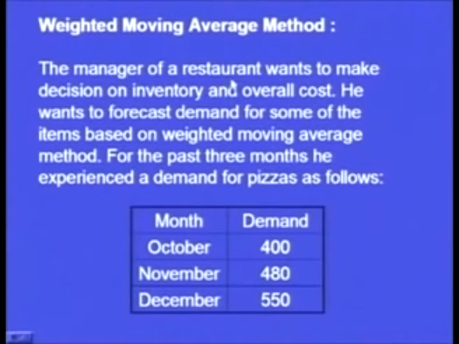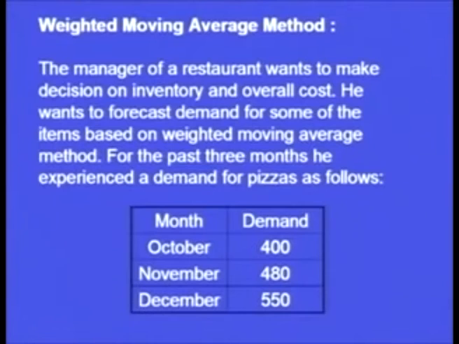Now, we will try to understand this with the help of a very simple example. So, a manager of a restaurant wants to make a decision on inventory and overall cost. He wants to forecast demand for some of the items based on weighted moving average, which is the name of this method. For the past 3 months, he experienced a demand for pizzas as follows. So, for October, the demand for pizzas was 400, for November it was 480, and for December it was 550.